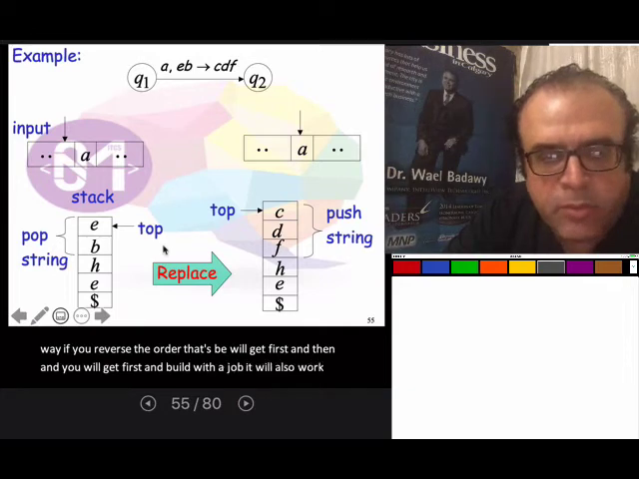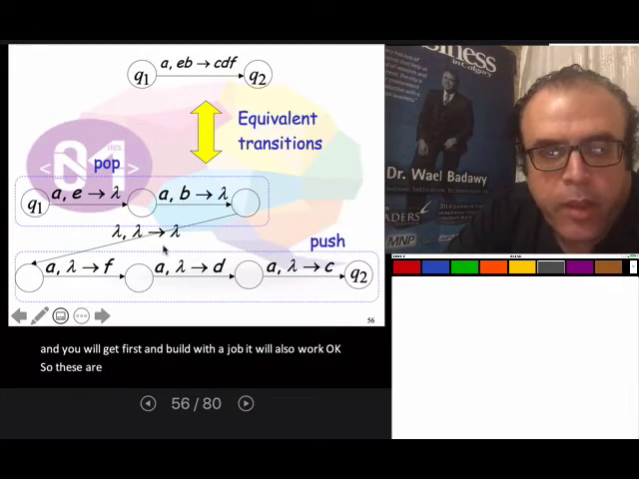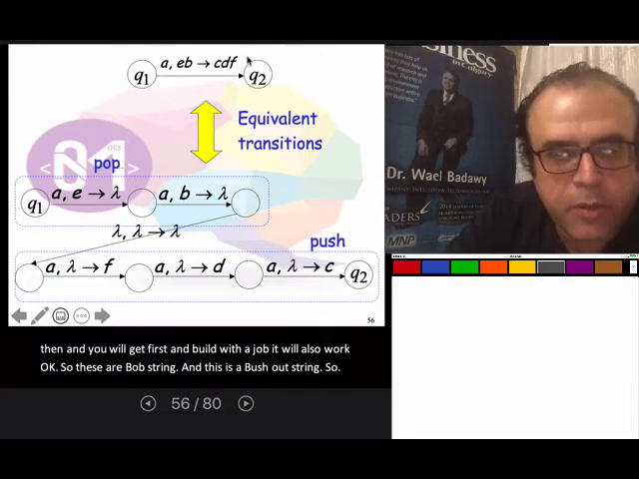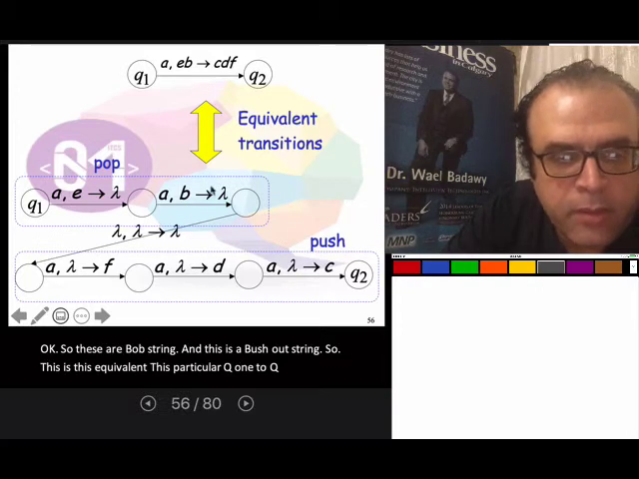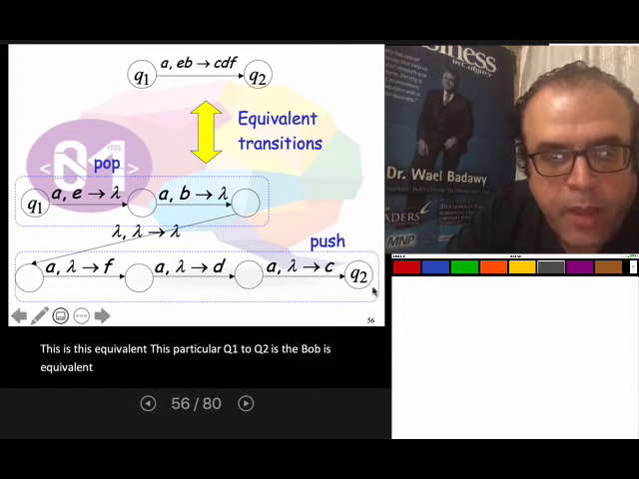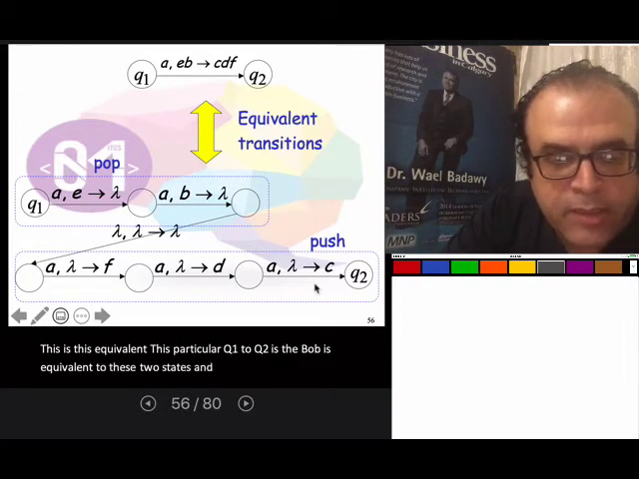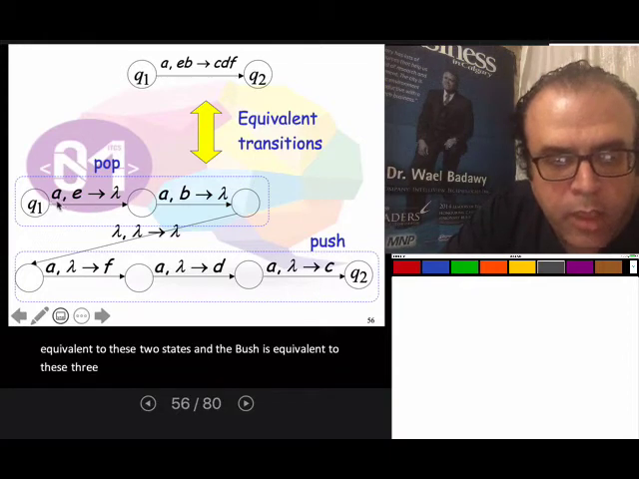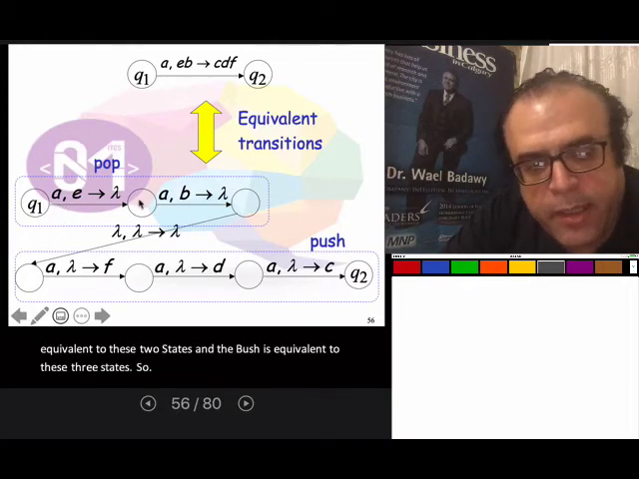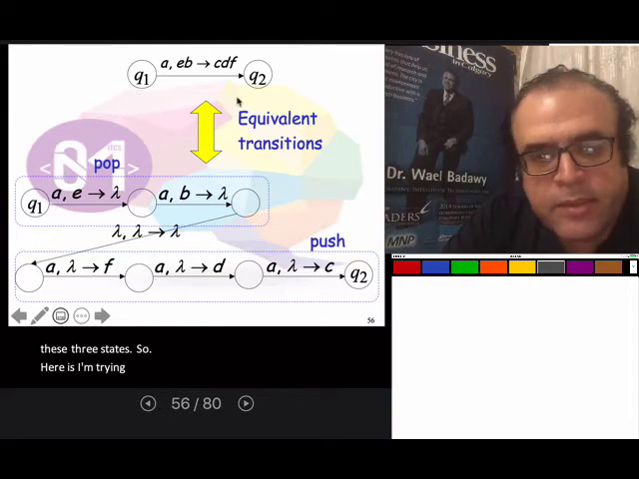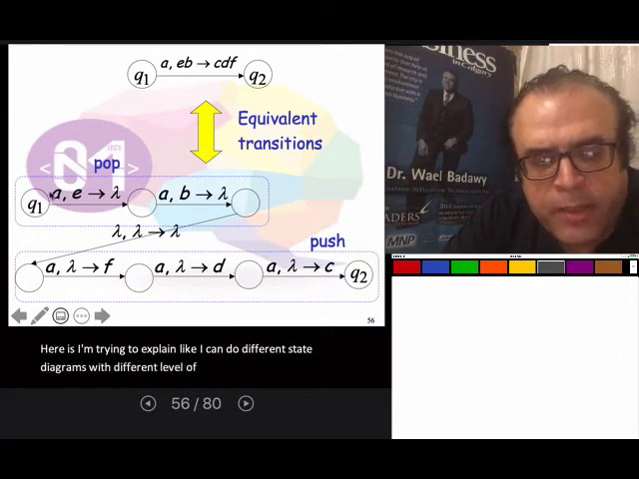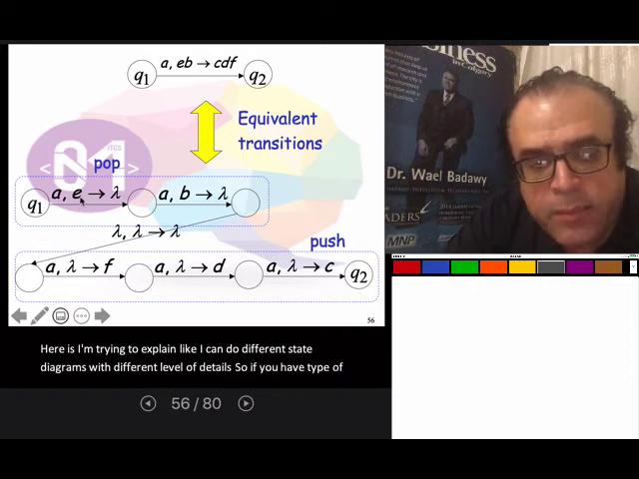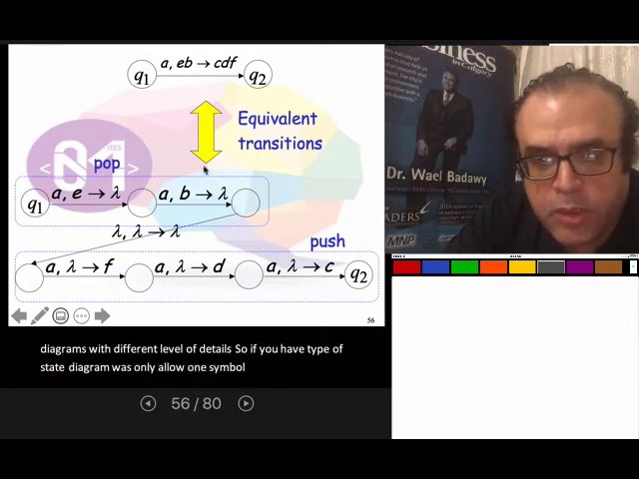So this is the pop string and this is the push string. This transition from Q1 to Q2, the pop is equivalent to these two states, and the push is equivalent to these three states. So here I'm trying to explain that I can draw different state diagrams with different levels of detail. If you have a type of state diagram which only allows one symbol or multiple symbols, you can still use it.